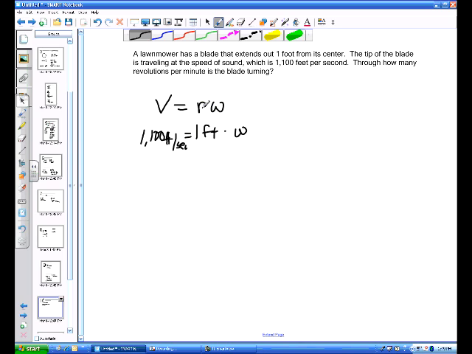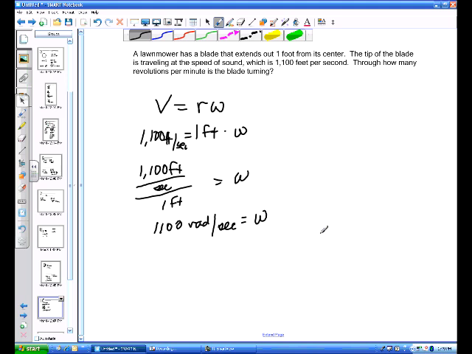Again, a lot of times it's easier, which I didn't do here, to go ahead and solve your equation so that it's already set up. But what we have is 1,100 feet per second divided by 1 foot. And so we're going to end up with 1,100 radians per second. Our feet canceled. So that's our angular velocity.